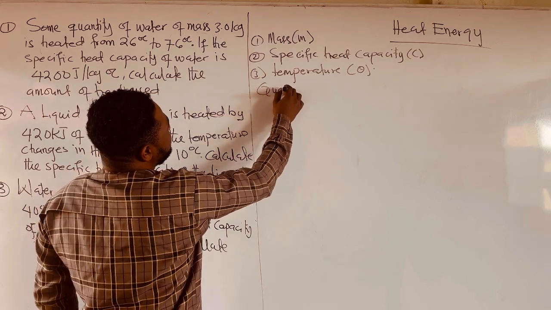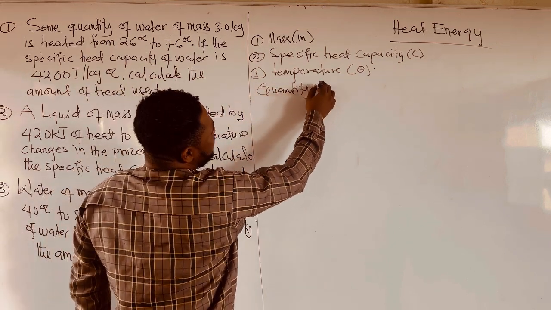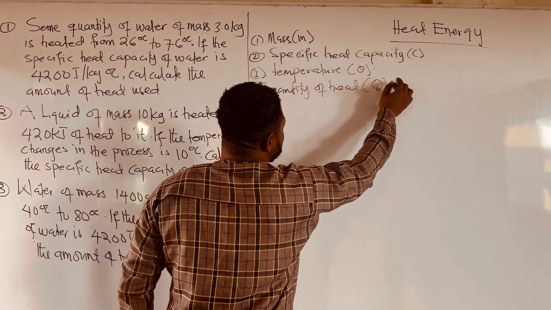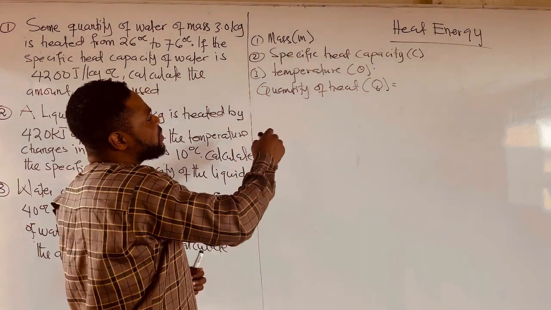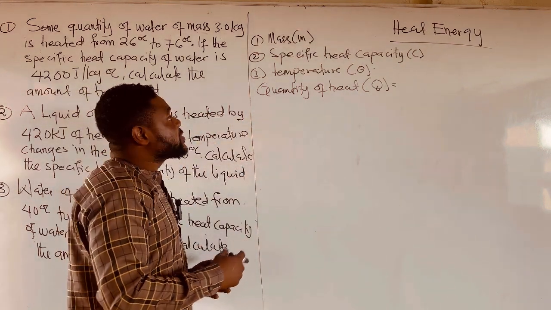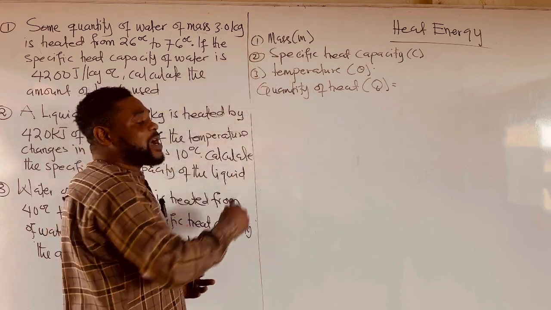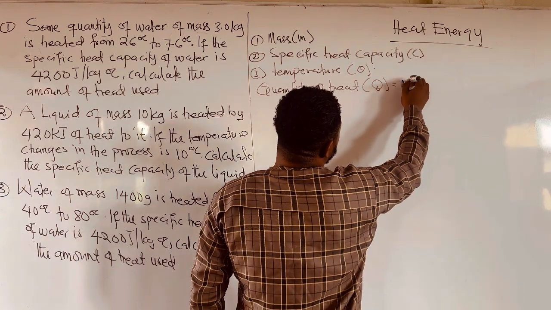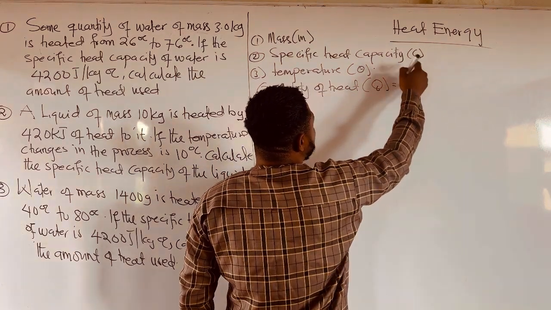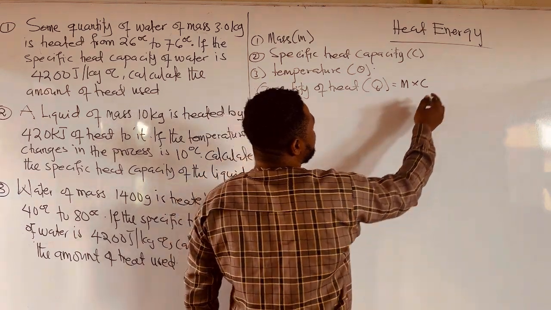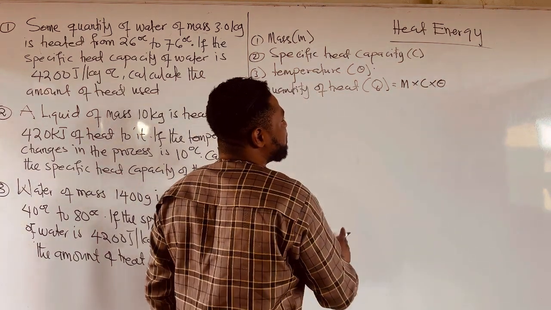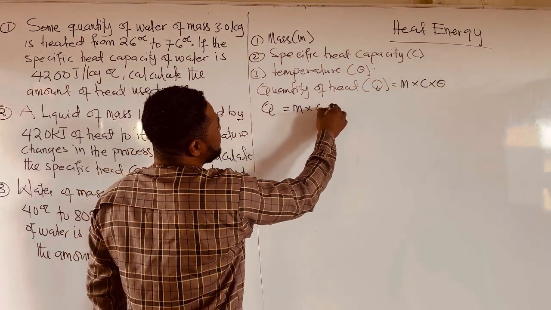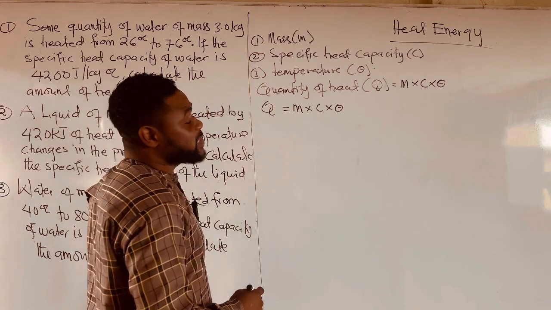Now, for quantity of heat, we can use Q to represent it. And we say that the quantity of heat possessed by a body is proportional to these three factors on the board. Therefore, we can say quantity of heat should be equal to the mass of the body times our specific heat capacity of the body times our what? Temperature, which is theta. So here we can say Q should be equal to M times C times temperature, which is theta.